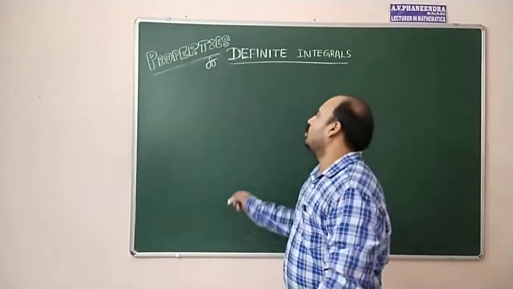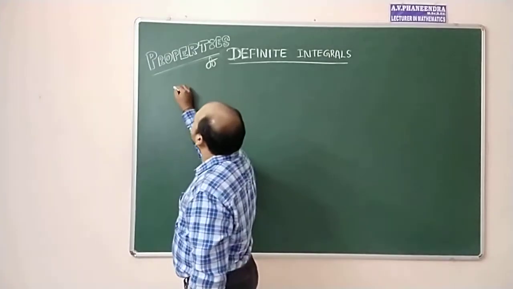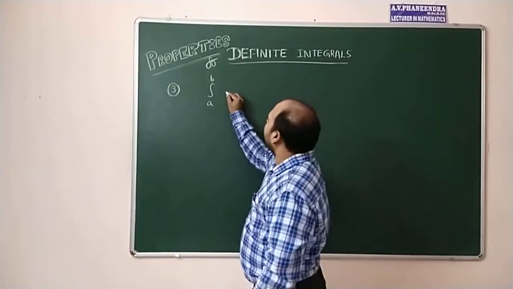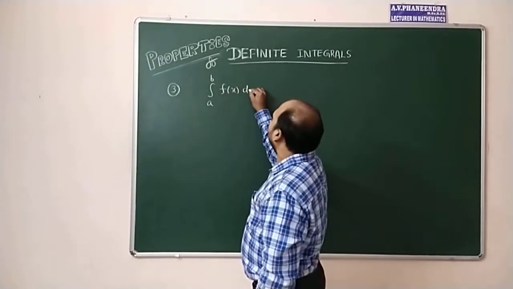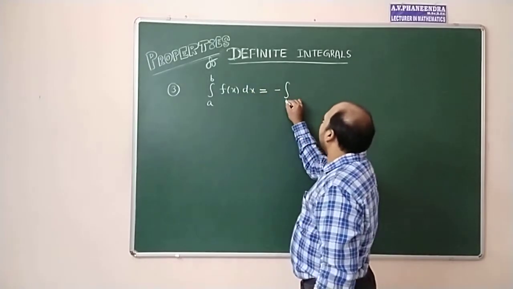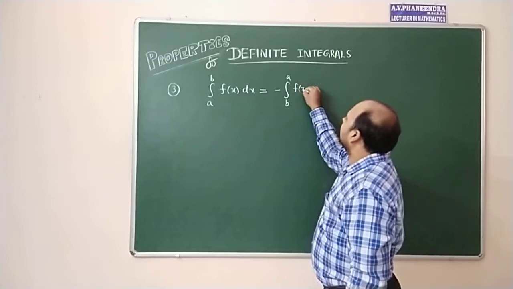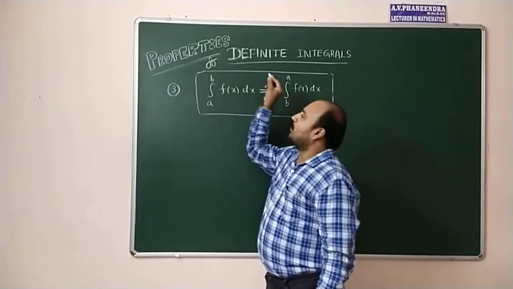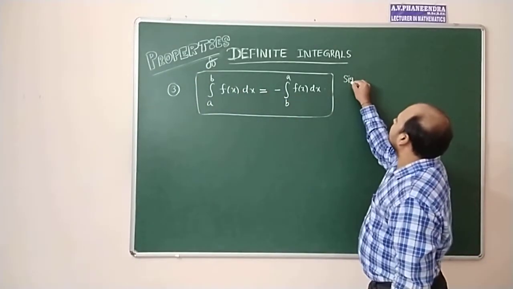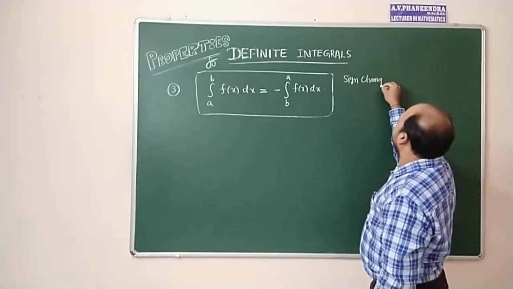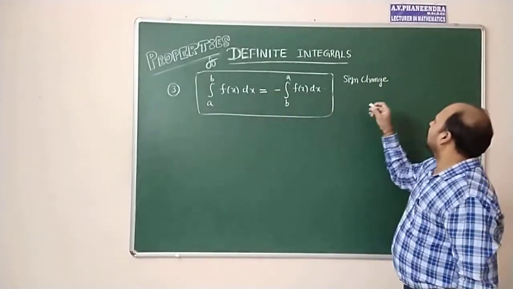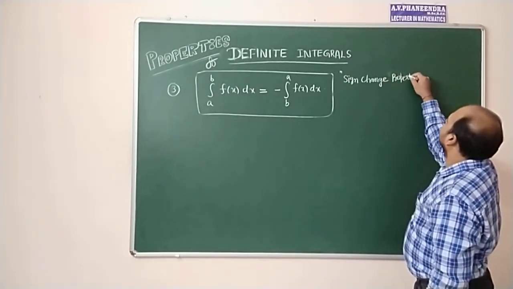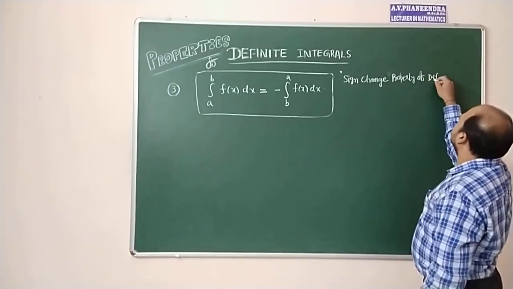Next property, third property. Property number 3. Integral a to b f of x dx is equal to minus integral b to a f of x dx. This property is known as the sign change property. Sign change: here plus is there, here minus is there. Sign change property of definite integrals.